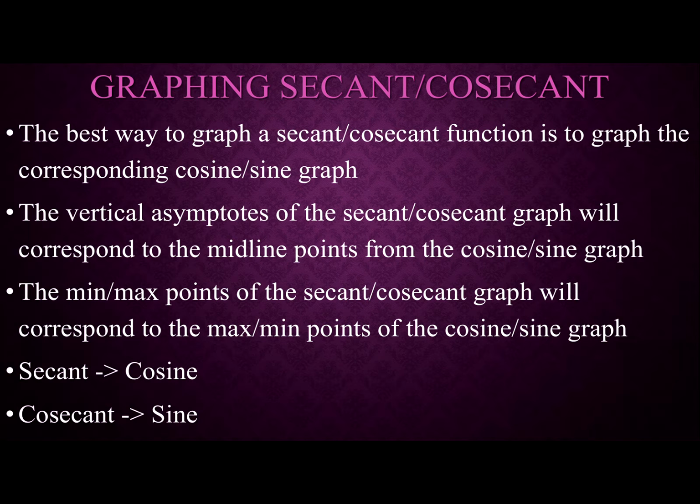So again, in my opinion, and this is not the only way you can graph these things, the easiest way, the best way to graph secant and cosecant is to graph the corresponding cosine and sine graph, where secant matches to cosine, cosecant matches to sine. You'll find the vertical asymptotes that you need to separate the U's are based on the points that correspond to the midline, whereas the max and min points of the secant and cosecant graph match up with the max and min points, the peaks and valleys of cosine and sine.